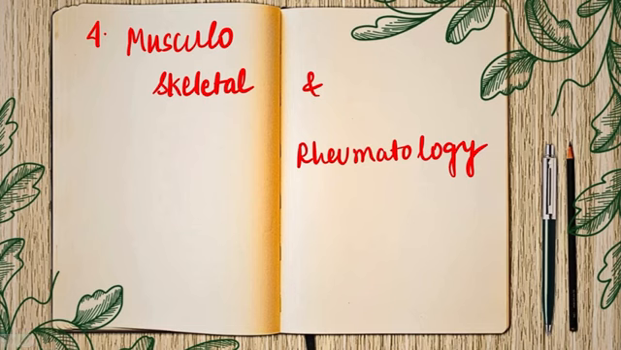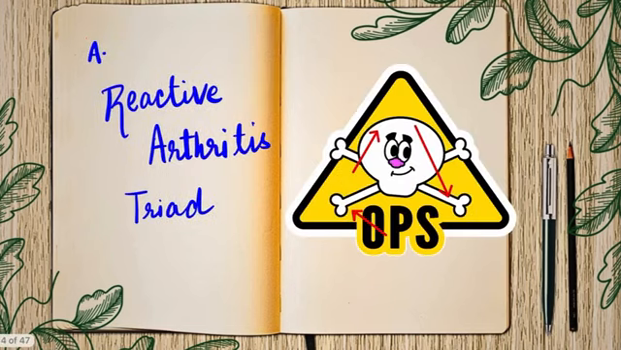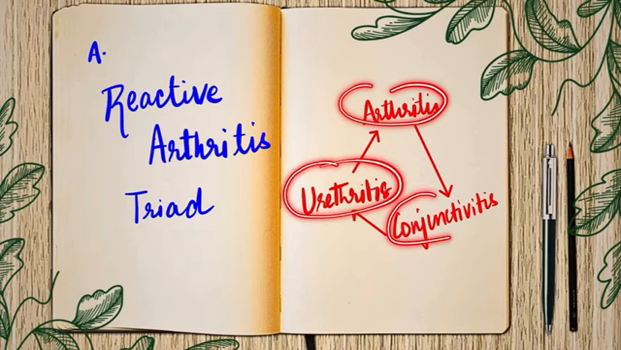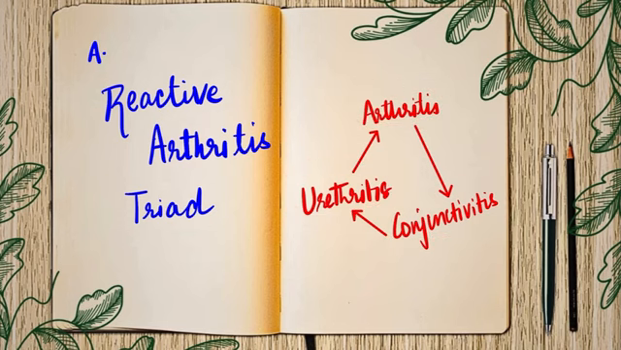The fourth and last system we are going to study is musculoskeletal and rheumatology. So the first triad in this system is the reactive arthritis triad, very important from the exam point of view. So we have arthritis, urethritis, and conjunctivitis, meaning the urinary system, joints, and eyes are all involved here.